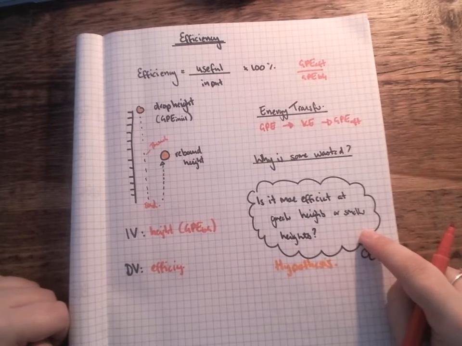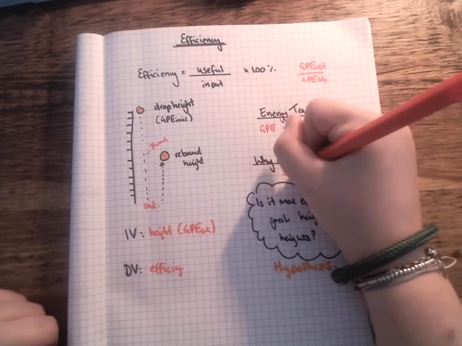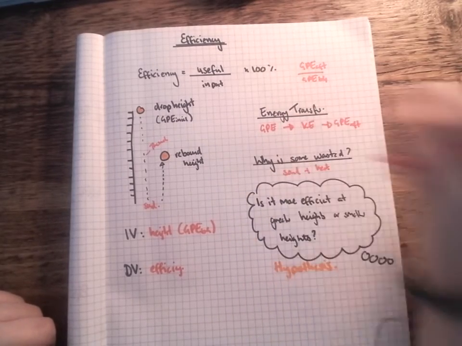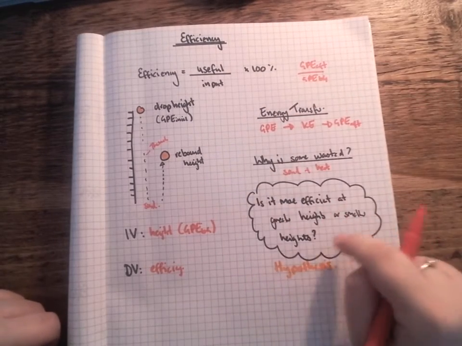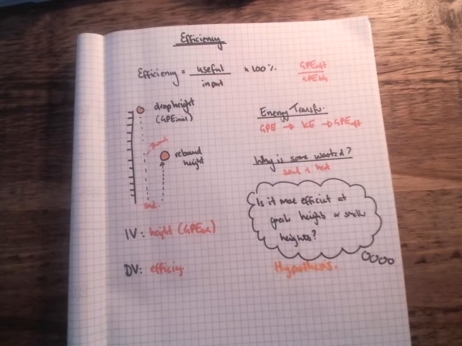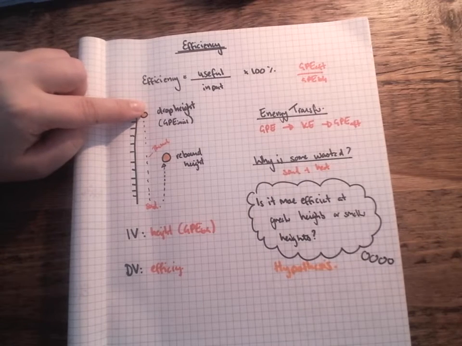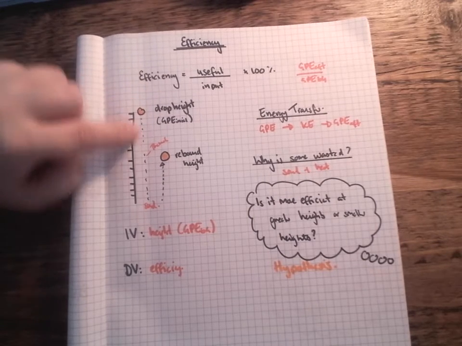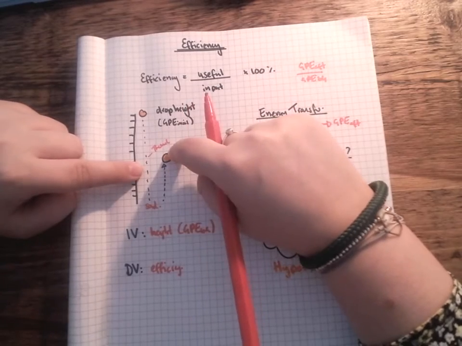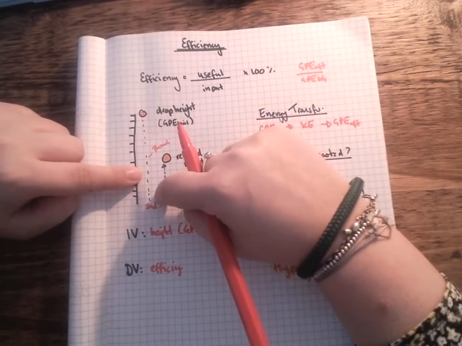As I said, we know some energy was wasted from sound and heat. And then I've got: is it more efficient at greater heights or smaller heights? So this is kind of looking at our hypothesis here. If we drop it from higher heights, do you think it's going to be more efficient or less efficient? What I would think about here is, what's causing waste energy? Waste energy is caused by that heat loss, and a little bit by that sound.